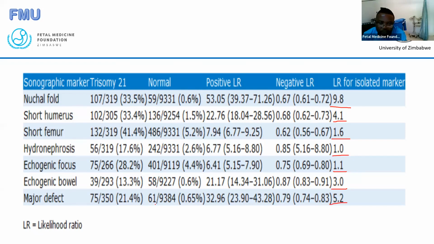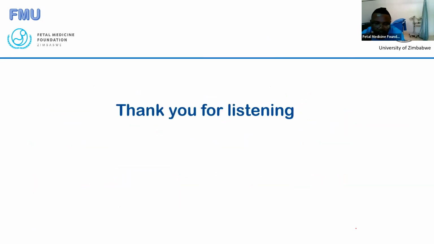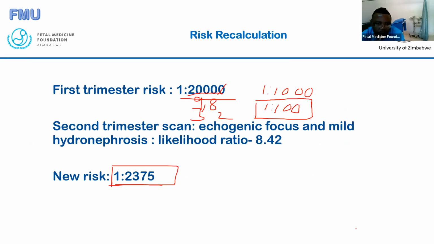A major defect, not just cardiac defect, will change the risk, because dividing by 5 will certainly change the risk much. So this is how we play with the features that we find when we are screening for chromosomal abnormalities in second trimester. Okay, so I think this is the end of my presentation on chromosomal abnormalities and how we do risk recalculation or risk readjustment in second trimester. I think I'll end here and open the room for questions.